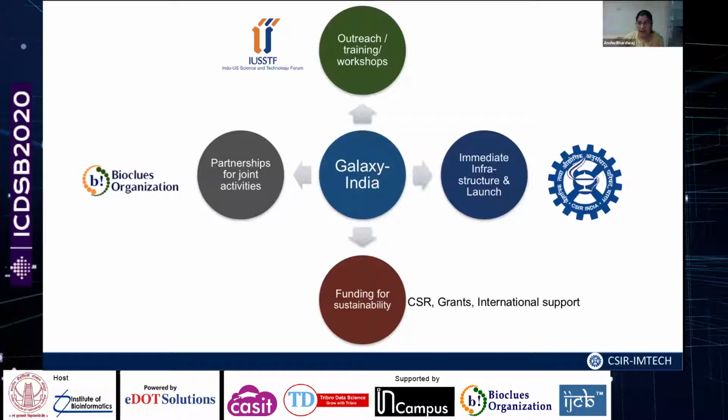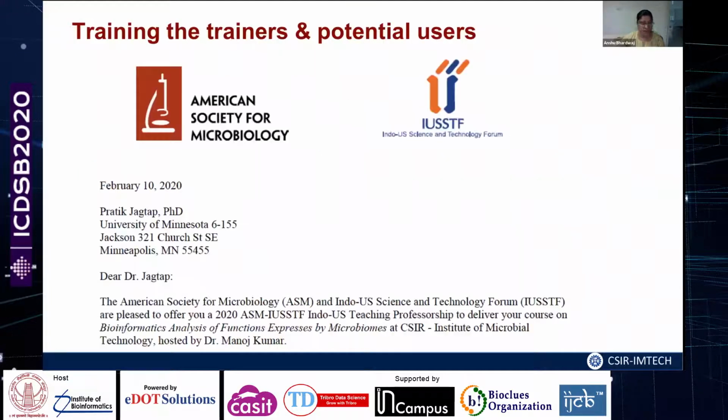But of course, it needs to scale up for infrastructure if we need to provide it as a service to a wider scientific community. Then we need to have partnerships. So BioClues has come forward in a big way, and Harpreet will tell you more about it as we go forward. Then we need to have outreach, training, and workshops, because as this workshop is organized by Abhishek very proactively, I think this is an outreach activity where we are informing the community about the fact that we are interested in launching Galaxy India. And of course, we need funding to make it sustainable. So just very quick pointers before I hand it over to Harpreet.